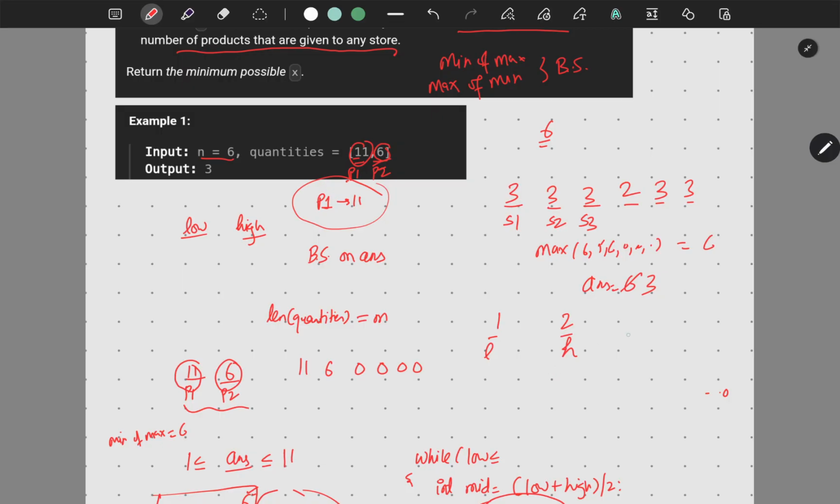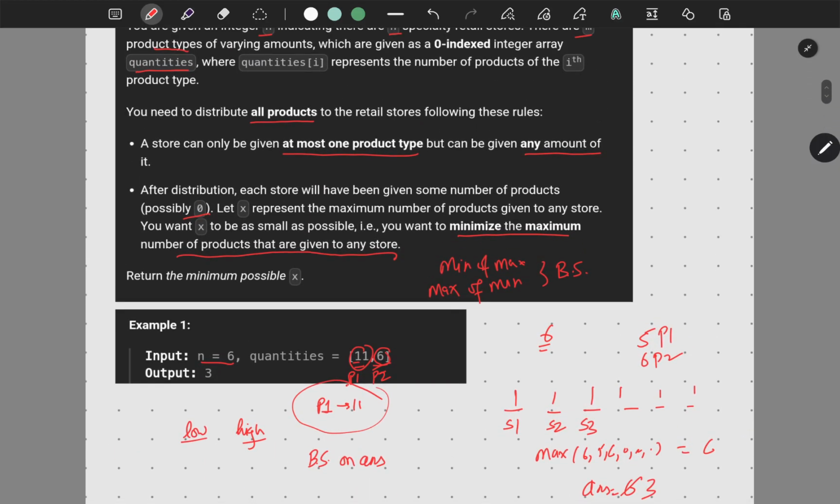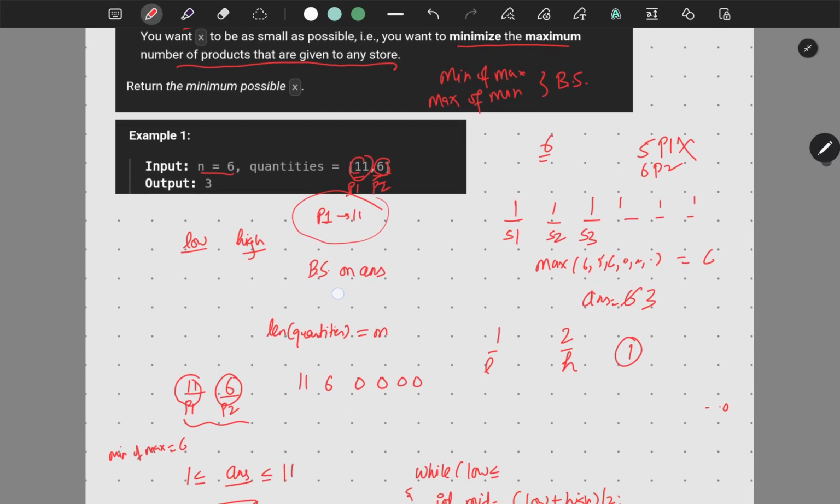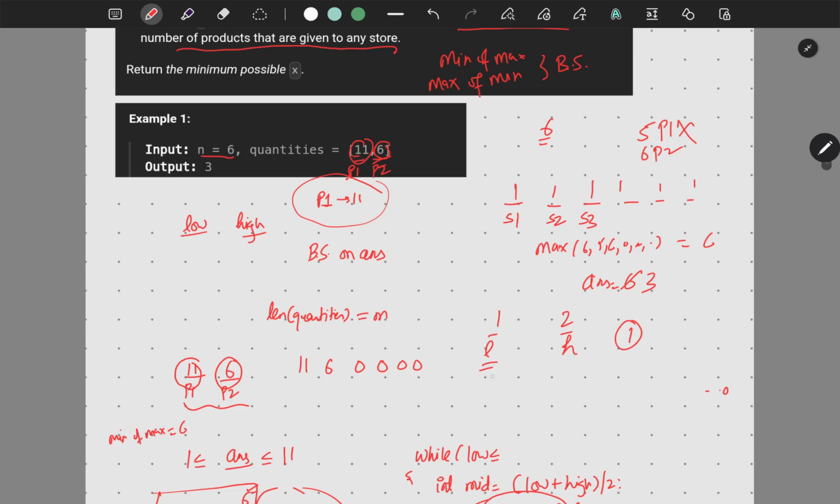So its mid would be just 1, and now we will check whether giving the quantity of 1 is feasible or not. So we would give each store 1 quantity of P1, and no, it's not possible. We still have 5 of P1 left and 6 quantities of P2 left, and we want to distribute all products. So this arrangement is not possible. Okay, if this arrangement is not possible, we'd move low to mid plus 1.